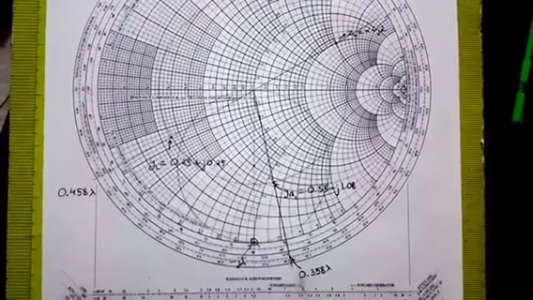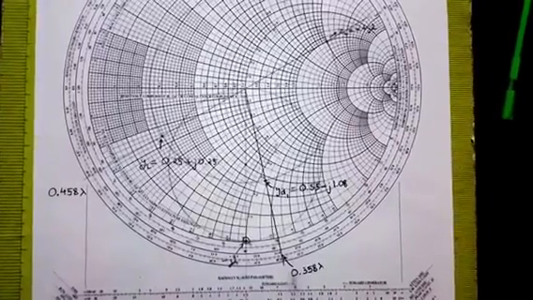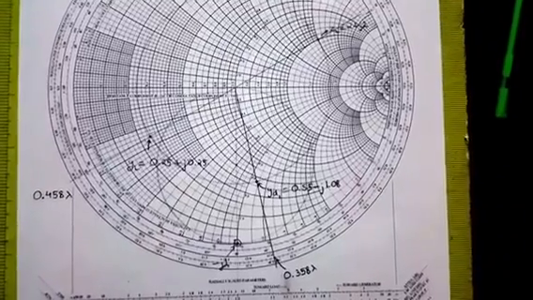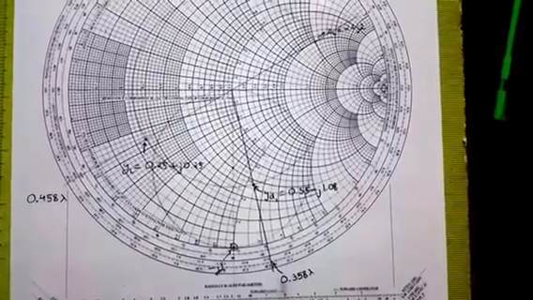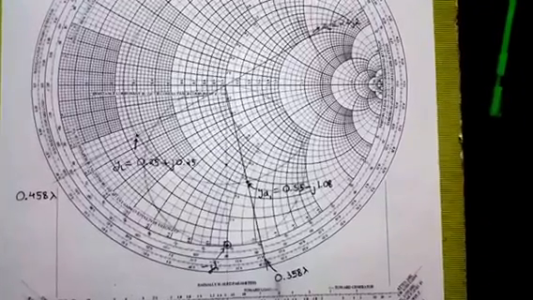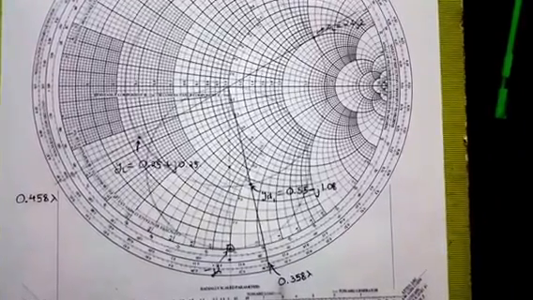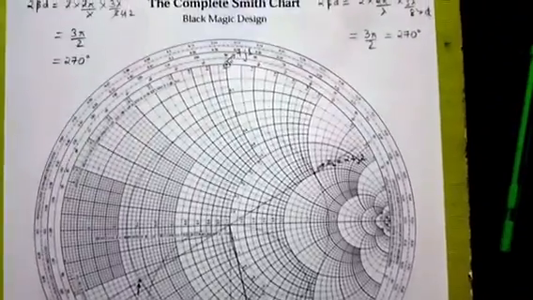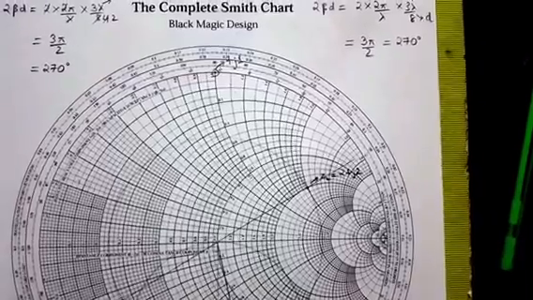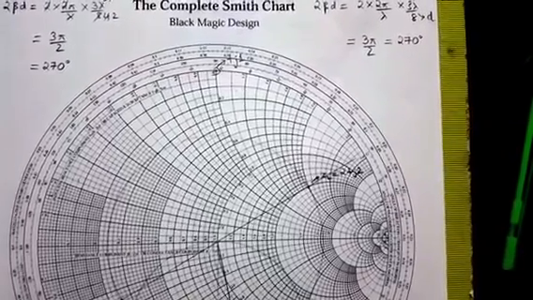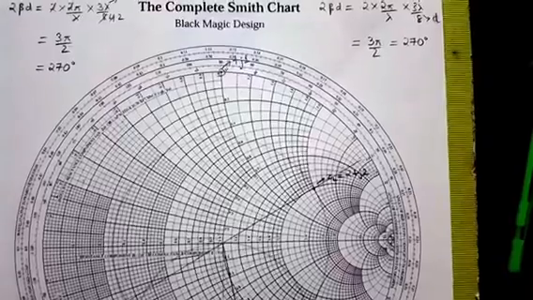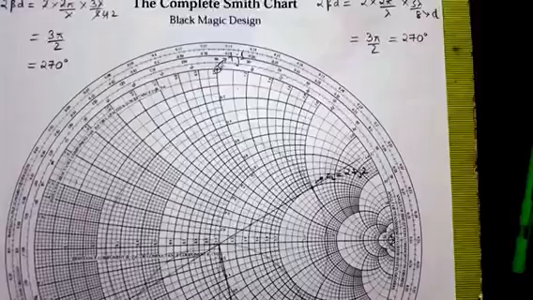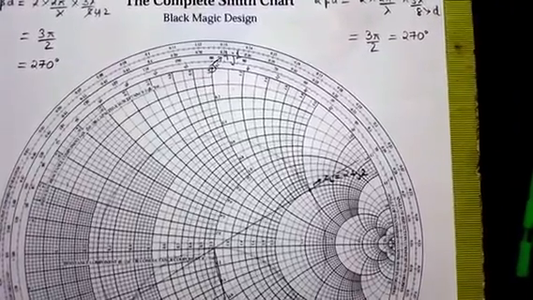Since the value of 2 beta d obtained is 270 degrees, we draw the spacing circle in the lower half of the Smith chart by taking its radius equal to half the length of the line joining the center of the Smith chart and the -j1 point on the Smith chart. If we would have obtained 2 beta d to be 90 degrees, we would have drawn the spacing circle in the upper half of the Smith chart by taking its radius equal to half the length of the line joining the center of the Smith chart and the +j1 point on the Smith chart.